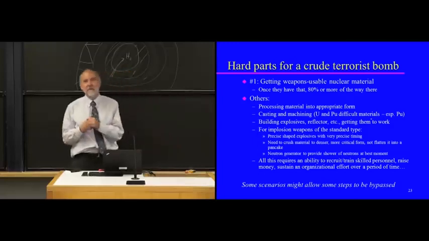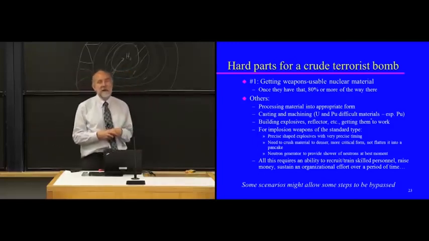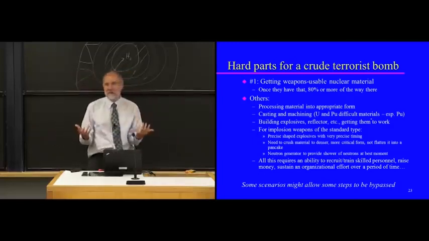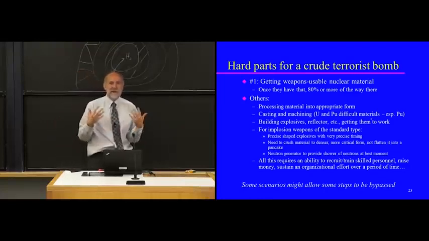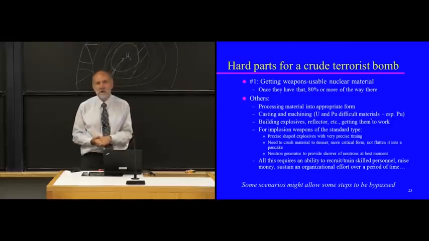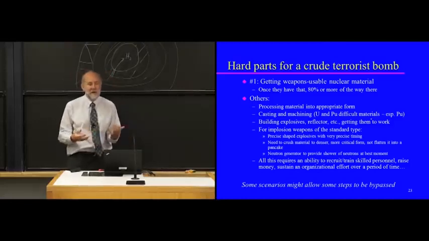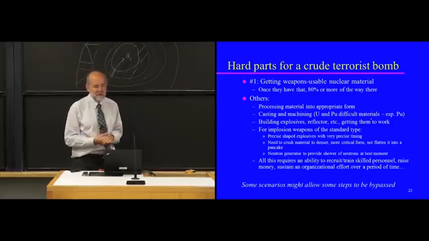All right, so suppose I'm a terrorist group and I have dramatically less resources than a state has. I don't have anything like the money that a state has. I don't have anything like the organizational capacity that a state has. I don't have anything like the technical expertise that a state has. How am I going to put together even a crude nuclear bomb?